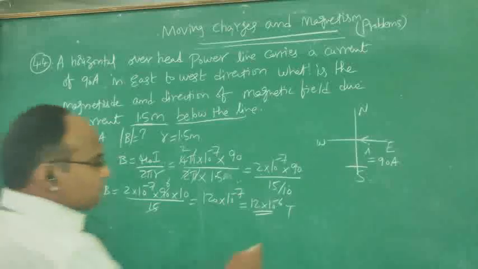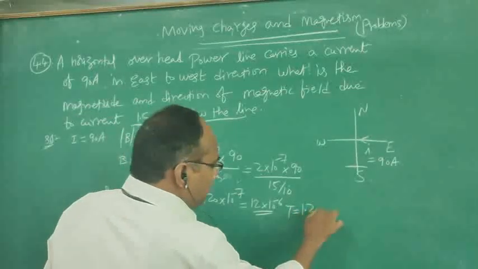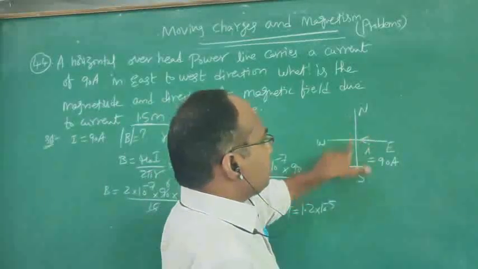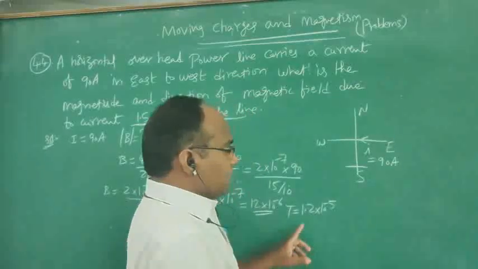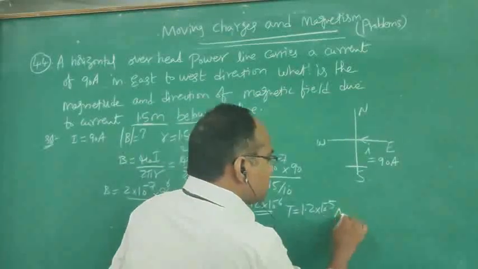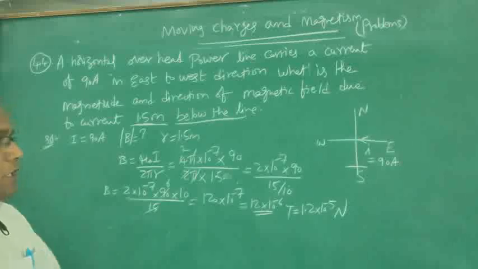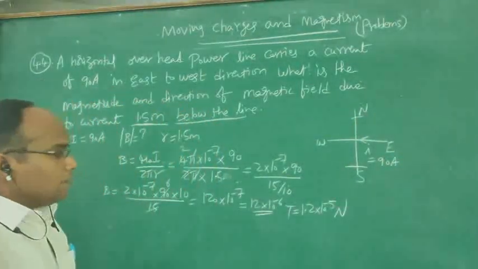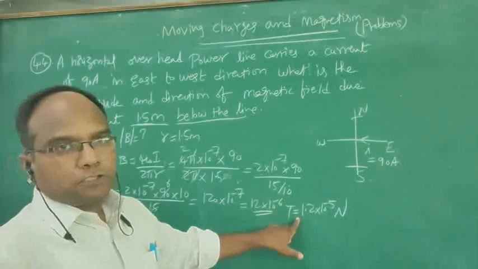So the meaning is we can write it like this: 1.2 into 10 to the power of minus 5. And where is it? Distance. It is moving towards the north. Why? Because it is a positive value. Positive value means it is not downward, it is moving up. Why? Because the magnetic field is positive.